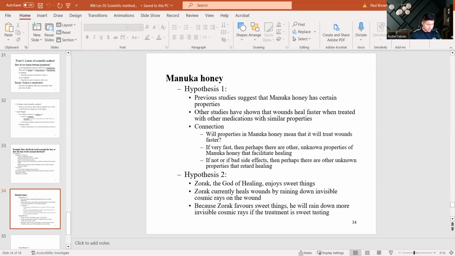Yeah, hard to disprove. I guess you could find a different thing that heals better than Manuka honey that isn't sweet. But then I could just say, well, Zorak also likes peppers too. So if you're treating it with peppers, Zorak also likes that. Oh, Zorak doesn't like antibacterial agents. So the problem with this is that you can't really set a test for it, and whether or not you believe in the Zorak one, or you believe in the properties of the Manuka honey, just depends on the way that you see the world.